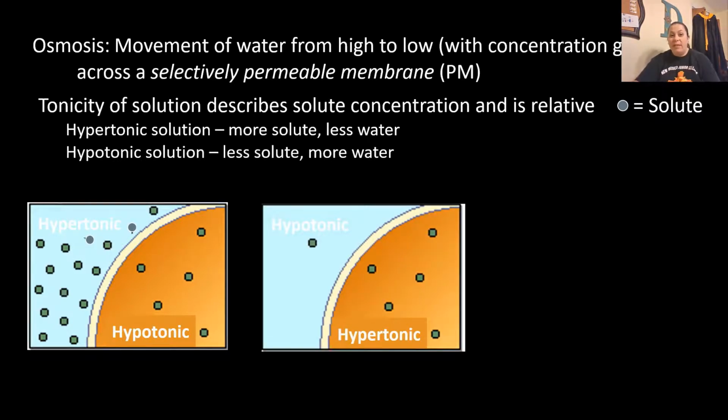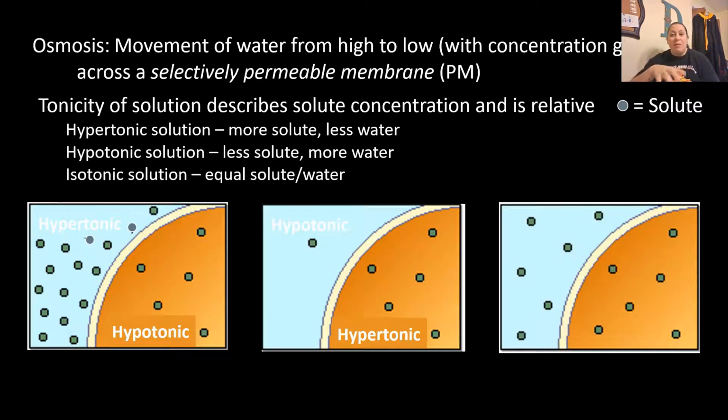On the other hand, this picture is showing you a hypotonic solution because there's only one little solute in it versus the cell, which is hypertonic. If it's the same, there's equal amounts on both sides, we call this isotonic. It's the same. Now again, why is this important?